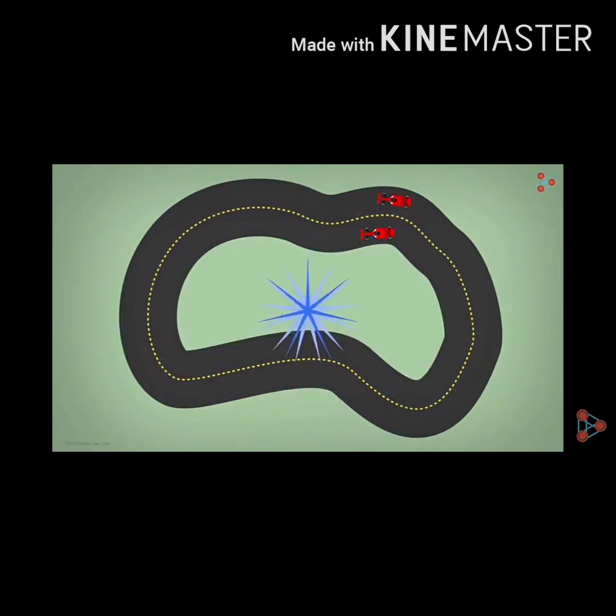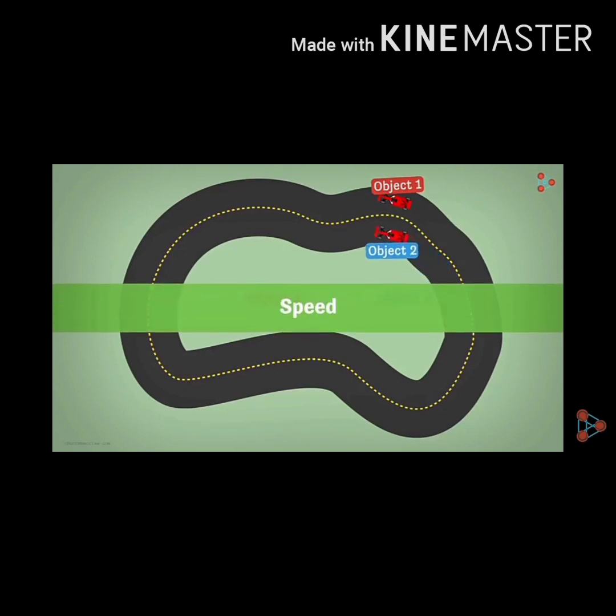How can we find whether an object is moving slowly or fast? Look at the figure. In this figure, you can see that object 1 and object 2 are moving through the same path. Both the objects are covering equal distances, but they are taking different time to cover the distance. We can see that object 1 is faster than object 2. That means speed of object 1 is greater than speed of object 2.